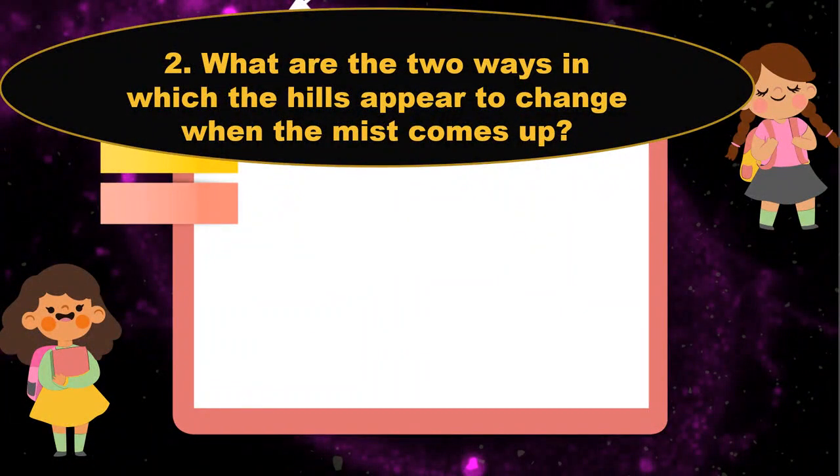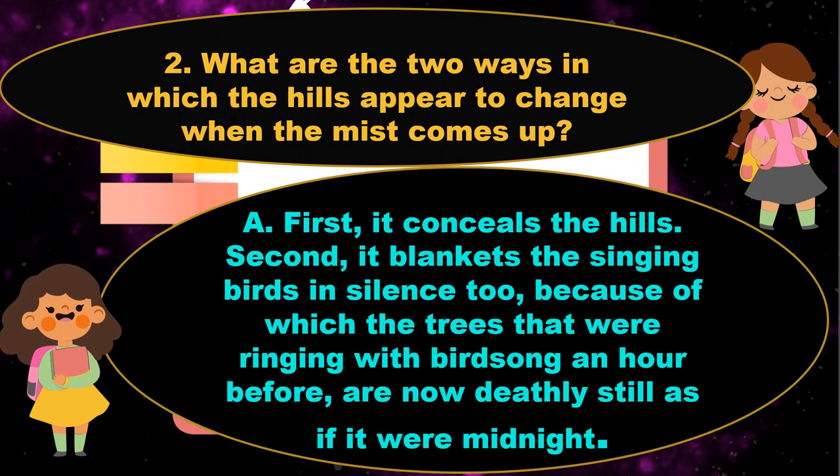Now, what are the two ways in which the hills appear to change when the mist comes up? Think. First, it conceals the hills. Second, it blankets the singing birds in silence too, because of which the trees that were ringing with birdsong an hour before are now deathly still as if it were midnight.